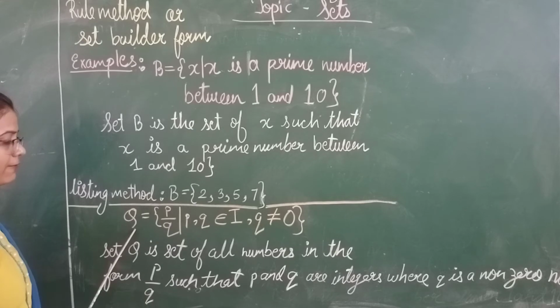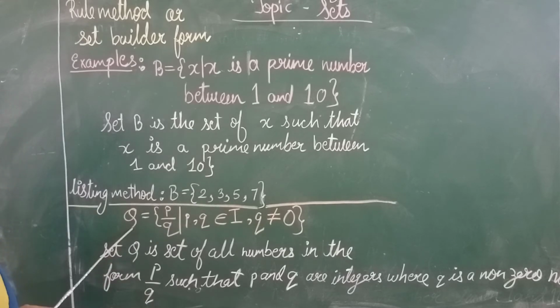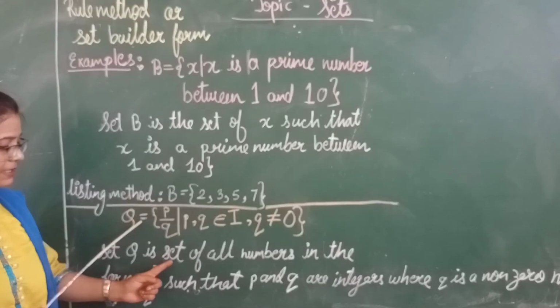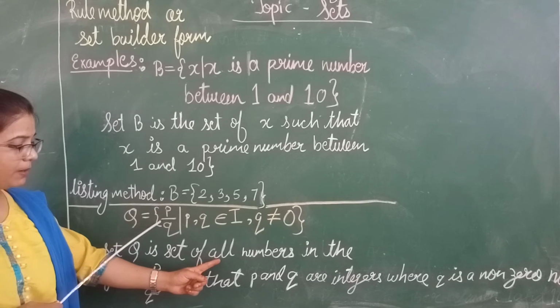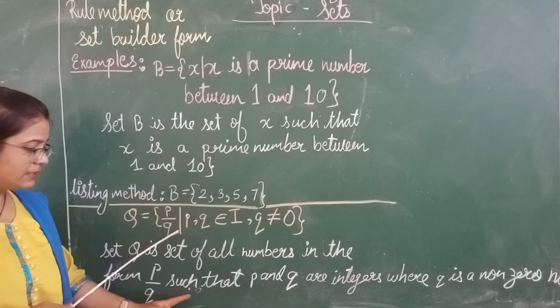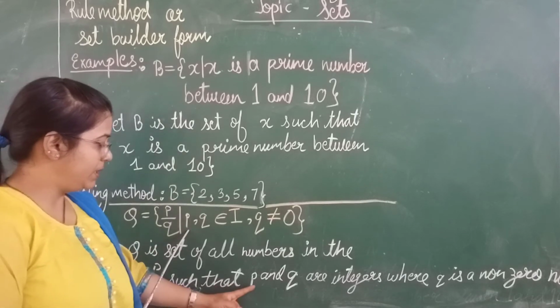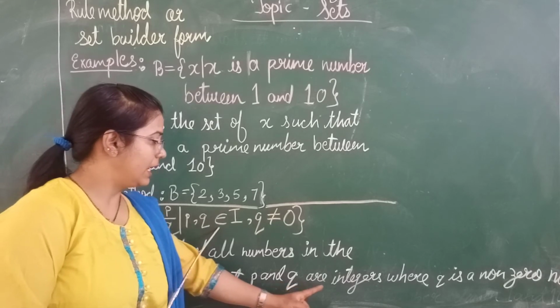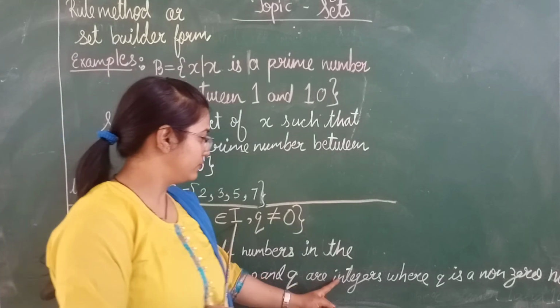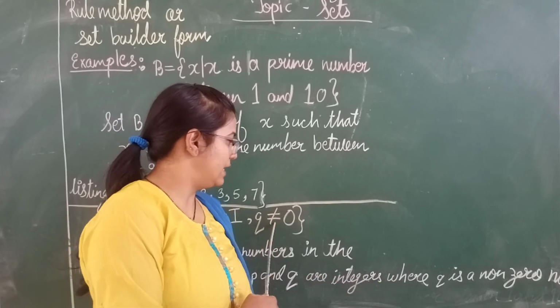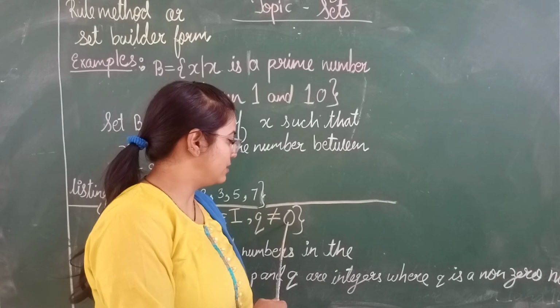One more example I have taken. This is another example. We will read it as set Q is the set of all numbers in the form p upon q such that p and q are integers, where q is non-zero.